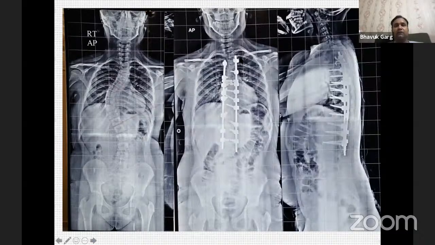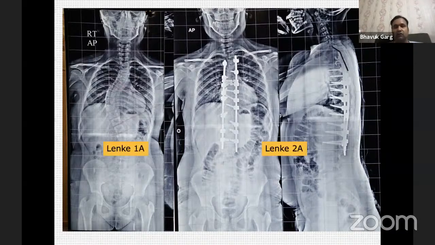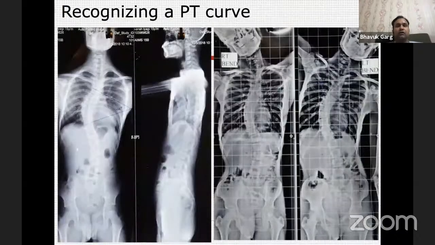And when correcting, we saw that we had missed the proximal thoracic curve. On all angle measurements it was not a structural curve, but you can see in the post-operative X-ray that we probably missed this kyphosis at the T2 to T5 level. So this is again a mistake on our part. Recognizing proximal thoracic curves becomes very important. Like in this curve, you can also miss the proximal thoracic curve.